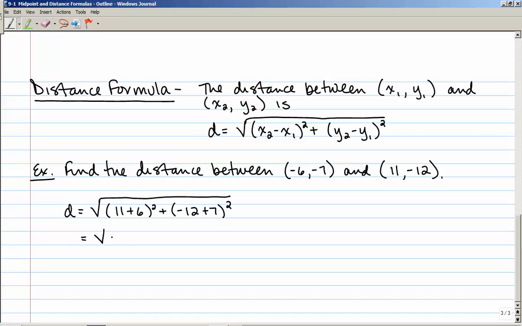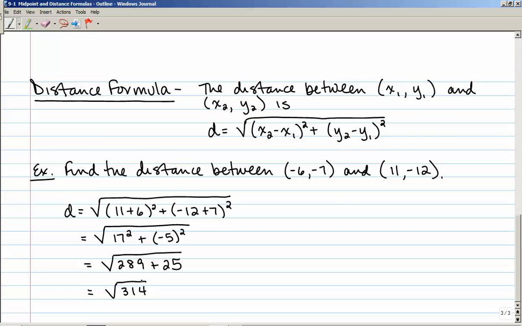So that's going to give me the square root of 17 squared plus negative 5 squared, or the square root of 289 plus 25, which equals the square root of 314. And I'm okay if you want to leave it exact. I don't remember what the book asks for, but you can also punch that into your calculator and round it, and that would be approximately 17.720, rounded to the nearest tens, hundreds, thousands place.